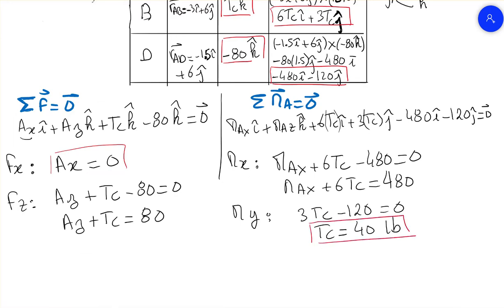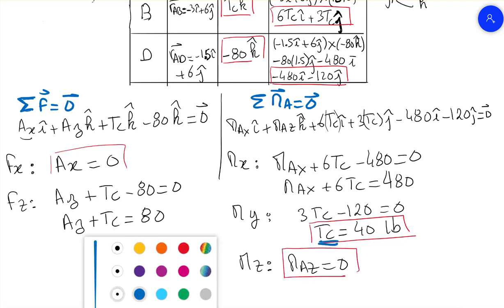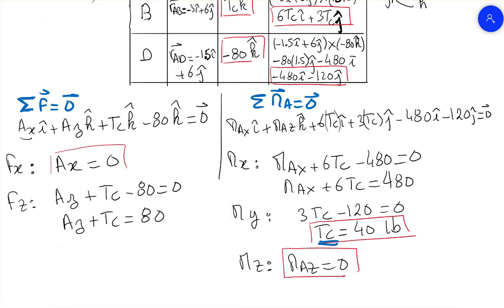And MZ, so we have MAZ on k, equal to 0. So one more answer. Now that we know TC, we can go to this one, second step. So we have AZ plus 40 is equal to 80. So AZ is equal to 40.